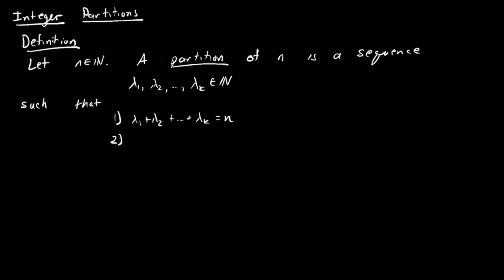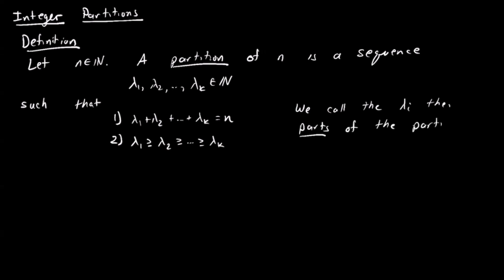So what we'll do is we'll impose a weakly decreasing restriction on our parts. So we'll say lambda 1 is greater than or equal to lambda 2 is greater than or equal to dot dot dot is greater than or equal to lambda k. So for example, if I want to partition 8, I'll just write 5 plus 3. We call the lambda i's the parts of the partition. So these guys will be known as the parts.